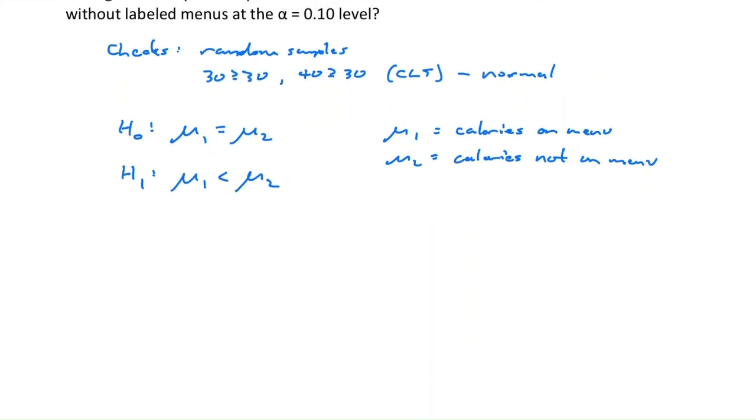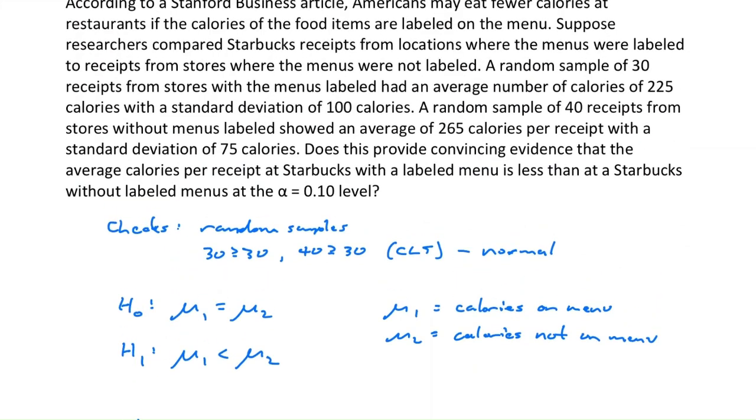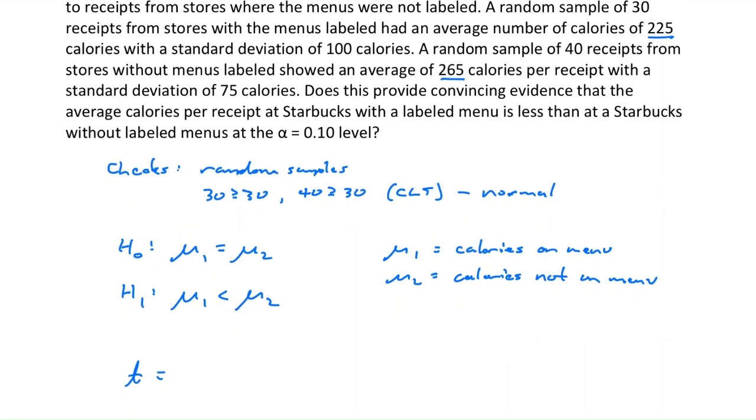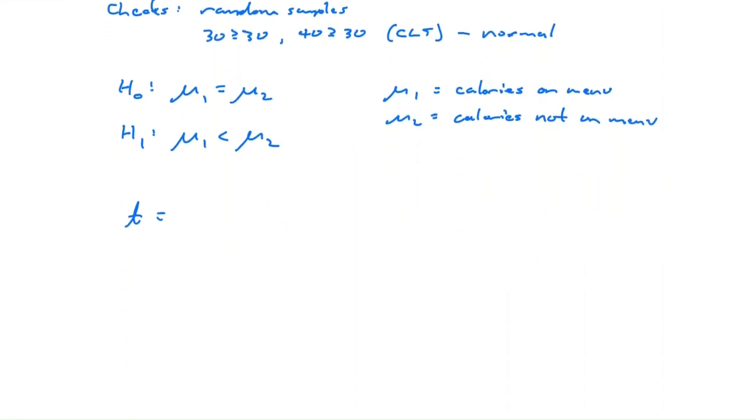Okay, so now we are going to find T. And again, T is taking the difference of the means of the two samples. So if we look up at our information here, the average for mu1 was 225. That was with labels. And for mu2 without labels is 265. So we're going to take 225 minus 265.